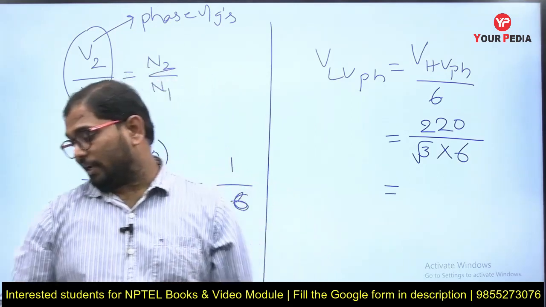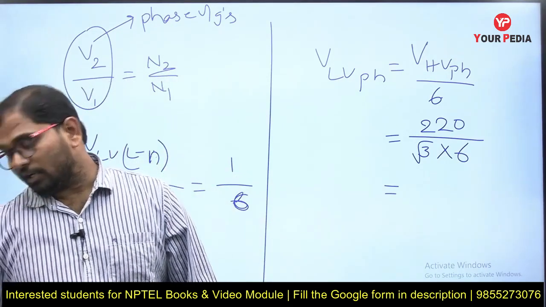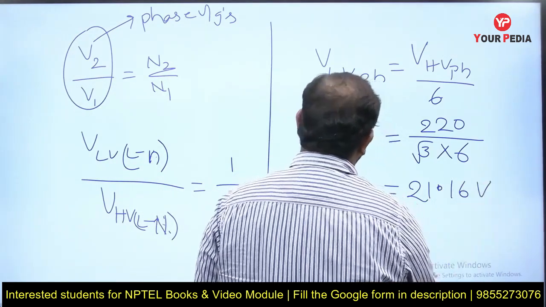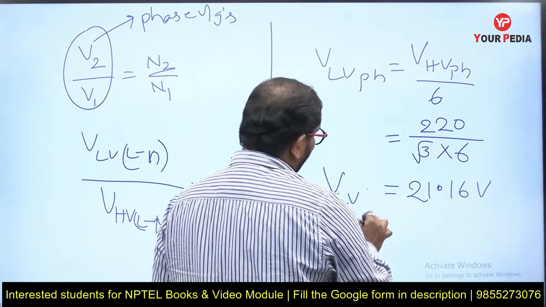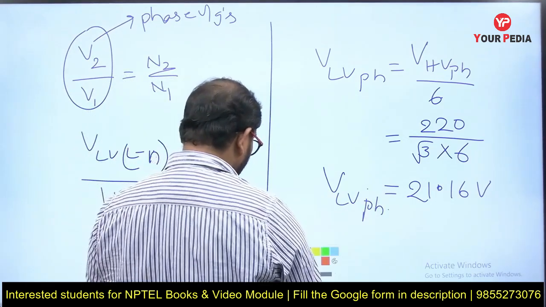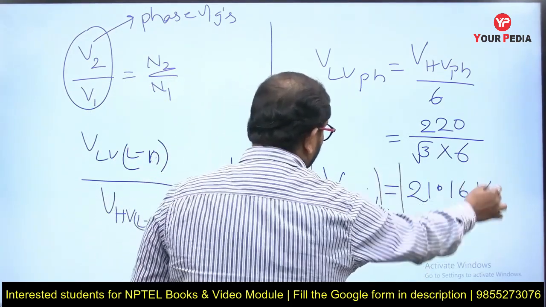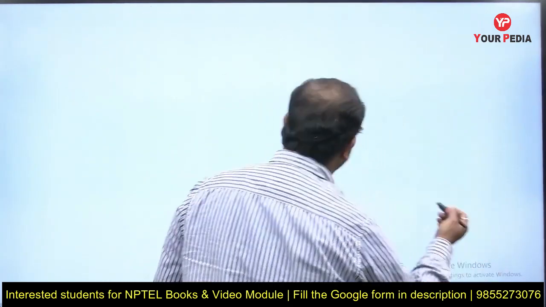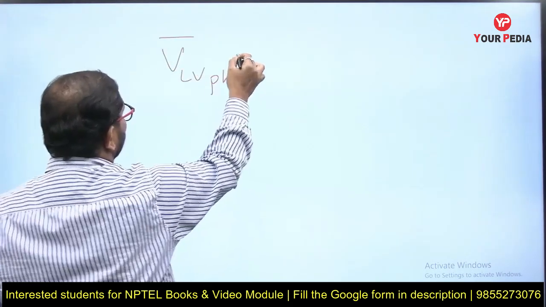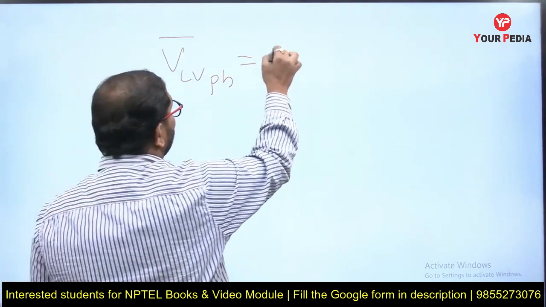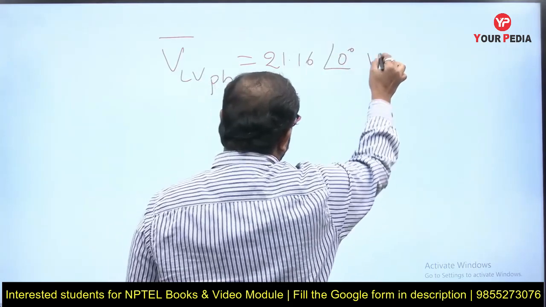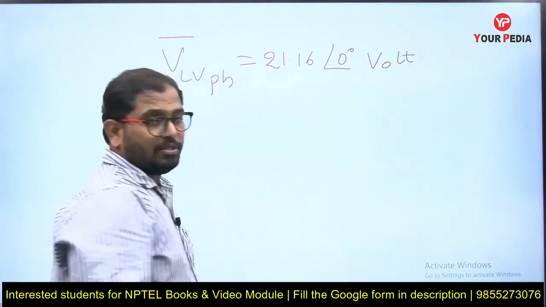How much voltage will we get? 21.16 volts. So this is the LV side phase voltage. This is the magnitude value we got. If you want to represent the LV side phase voltage in terms of a phasor quantity, you need to represent it as 21.16 at an angle of 0 degrees volts.